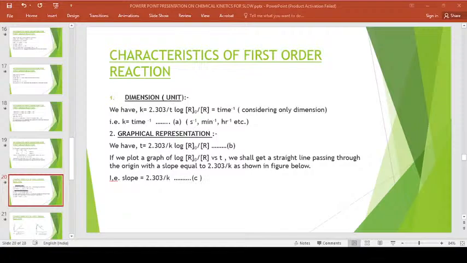If small k1 and k2 are the rate constants at T1 and T2, where capital T1 is the initial temperature and T2 is another temperature, then log of k1 equals log A minus EA by 2.303 R T1. Let it be equation number 3. Similarly, log of k2 is equal to log A minus EA by 2.303 R T2. Let it be equation number 4.